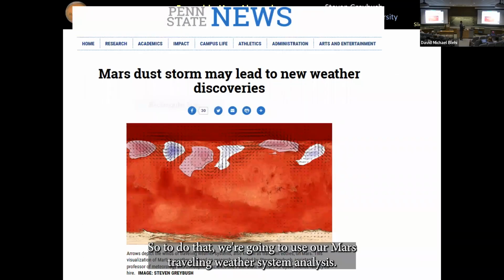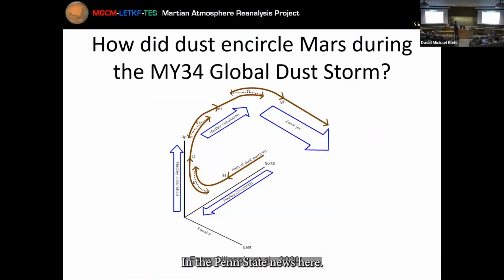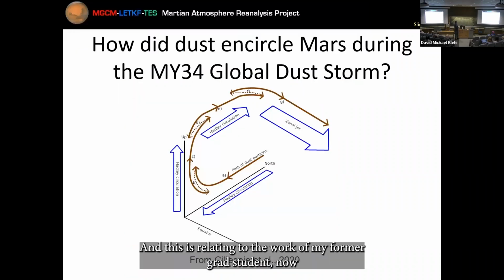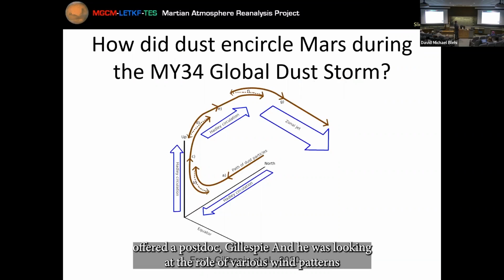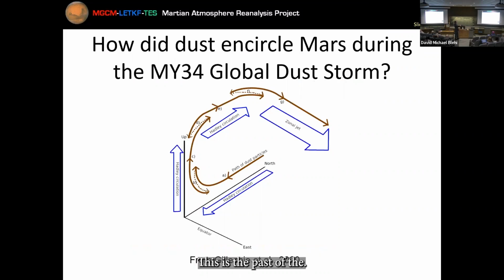that? Okay, so to do that, we're going to use our Mars traveling weather system analysis. This is from our previous work from the Penn State News here. And this is relating to the work of my former grad student, who's now off at a postdoc, Hart Gillespie. And he was looking at the role of various wind patterns in transporting the dust. Okay, so first, the Hadley circulation bringing the dust toward the equator. This is the path of the dust storm and the particles heading from the mid-latitudes toward the equator.